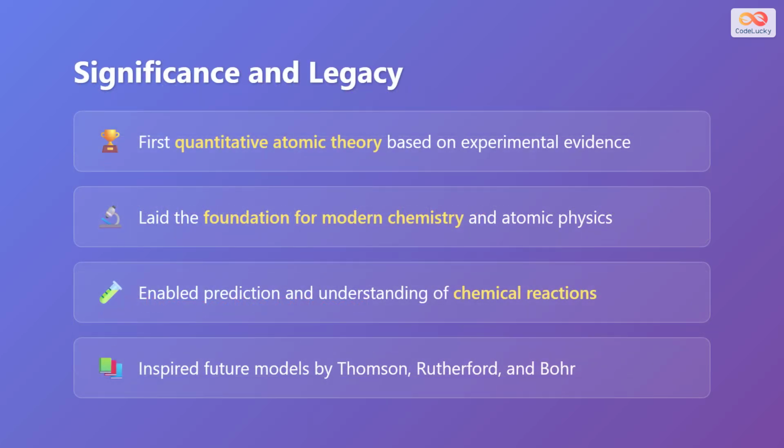Despite its limitations, Dalton's atomic theory remains immensely significant. It was the first quantitative atomic theory based on experimental evidence, which gave chemistry a solid scientific foundation. The theory laid the groundwork for modern chemistry and atomic physics. It enabled scientists to predict and understand chemical reactions in ways never before possible. Most importantly, it inspired future atomic models developed by scientists like Thomson, Rutherford, and Bohr, each building upon Dalton's foundational work.